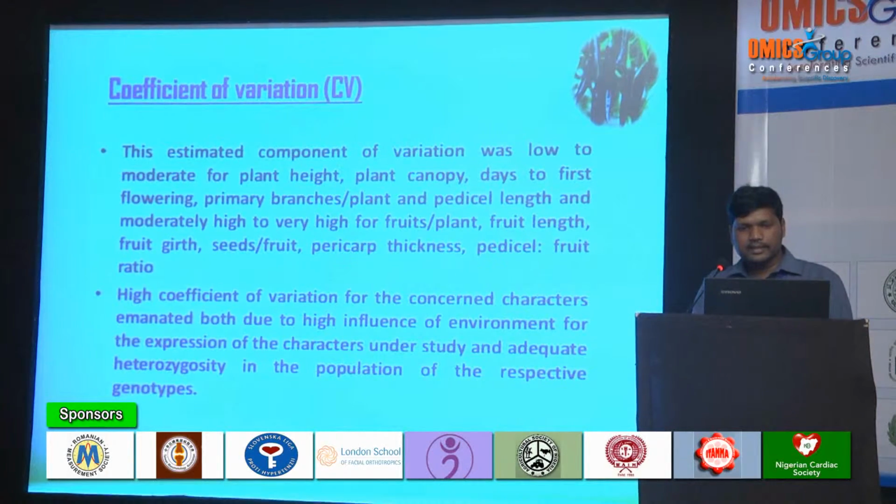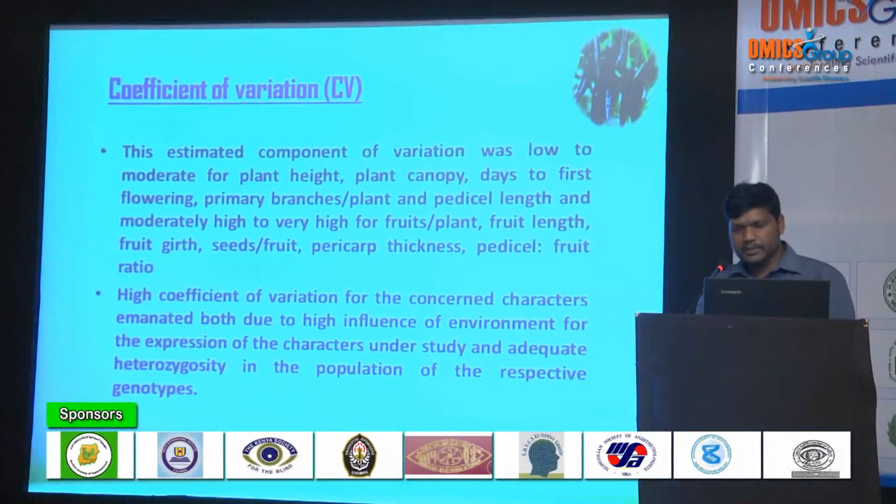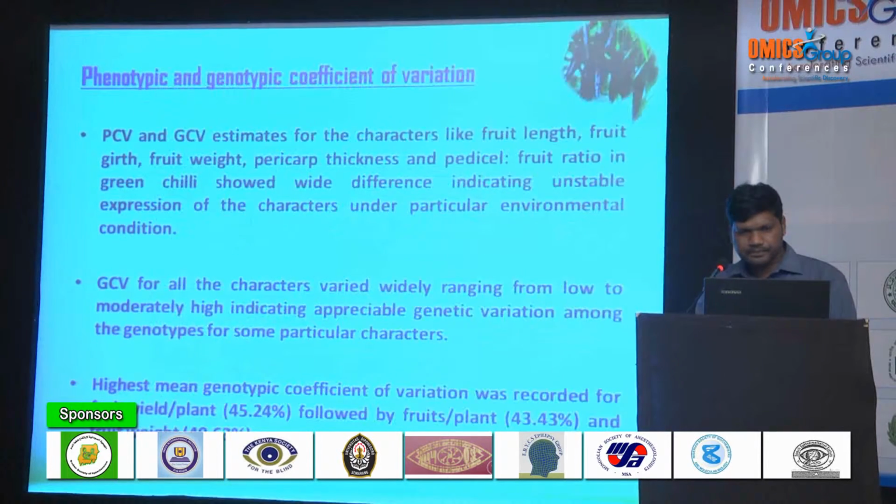Next, coefficient of variation. The estimated coefficient of variation was low to moderate for plant height, plant canopy, days to first flowering, primary branches per plant, and pedicel length, and moderate to high to very high for fruits per plant, fruit length, fruit girth, seeds per fruit, pericarp thickness, and pedicel to fruit ratio. High coefficient of variation for the concerned characters is attributed both to high influence of environment on the expression of the characters under study and adequate heterozygosity in the population of the respective genotypes.